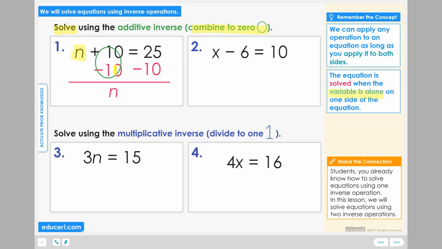And on the other side, we have 25 minus 10, which is equal to 15. This equation is now solved. N equals 15 is the value of the variable in the equation. Use the additive inverse to solve the equation in problem number 2.